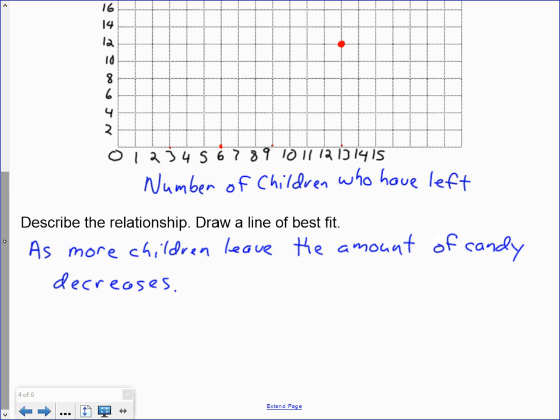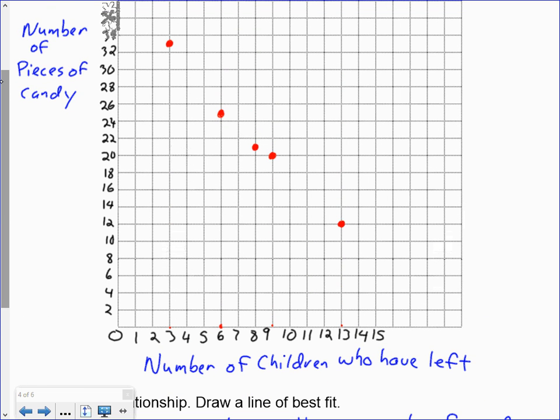And that's what we see in this graph as we read it from left to right. We start with a large amount of candy with few children left, and as we go towards the right, things kind of fall. So next up, we need to draw a line of best fit. A line of best fit is just a line that illustrates that trend in the data.